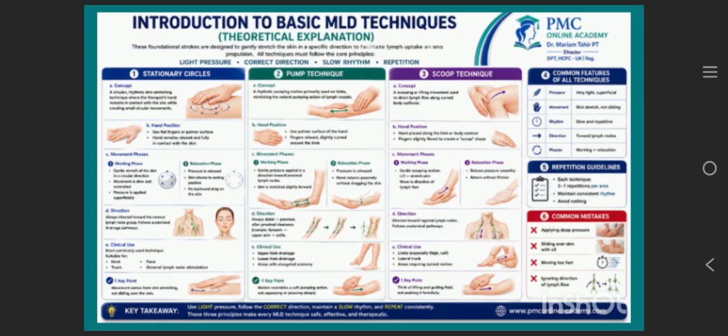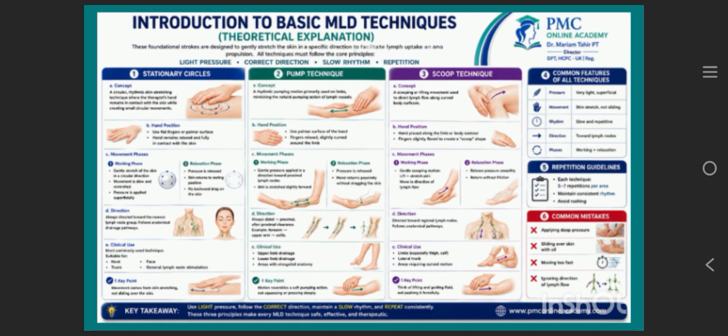Okay, so next is the scoop technique. Scoop, it's like an ice cream scoop, same as that of an ice cream scoop. You have to make the shape of your fingers like a scoop. So what is the concept regarding this scoop technique? A scooping or lifting movement used to direct lymph flow along curved body surfaces.